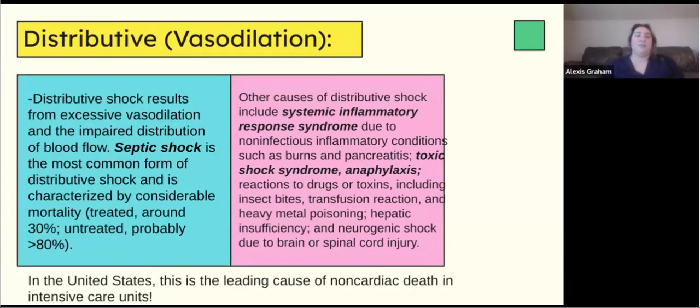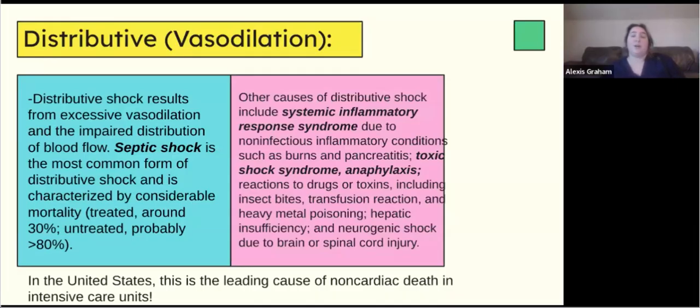Distributive shock has to do with vasodilation. So this results from excessive vasodilation and the impaired distribution of blood flow. Septic shock is the most common form of distributive shock and is characterized by considerable mortality. If it's treated, around 30% will not survive. And if it's untreated, greater than 80% will not survive.